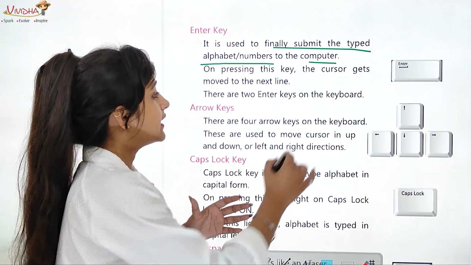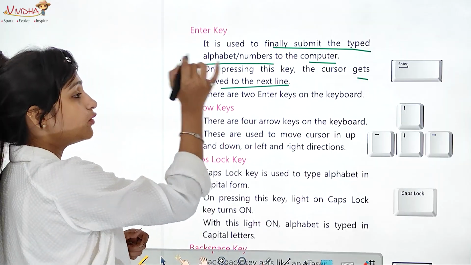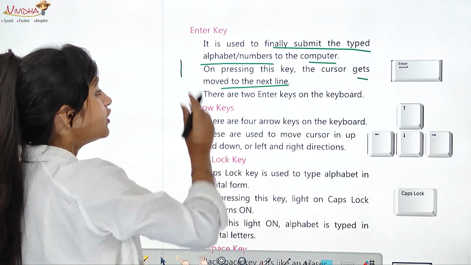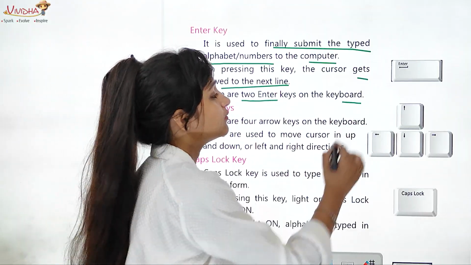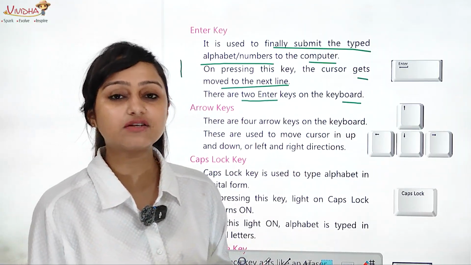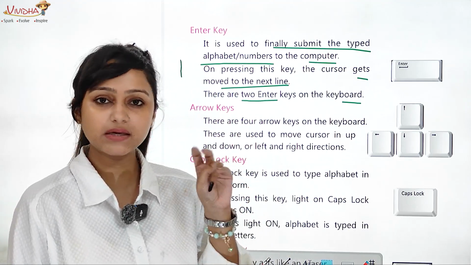On pressing this key, the cursor gets moved to the next line. So, when you press the enter key, the cursor moves to the next line. There are 2 enter keys on the keyboard. How many enter keys are there on the keyboard? There are 2 enter keys on your keyboard.